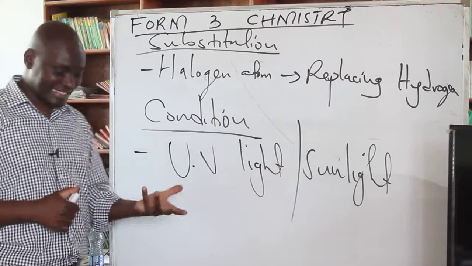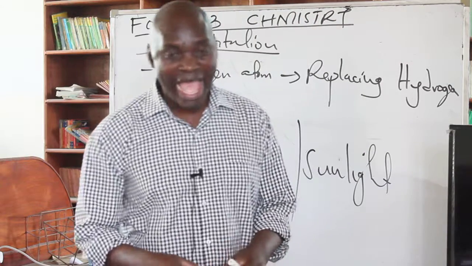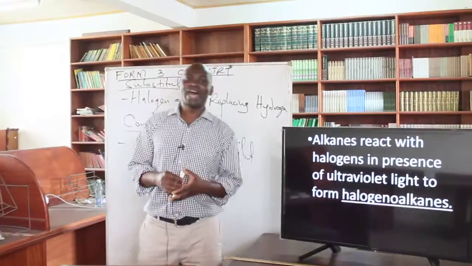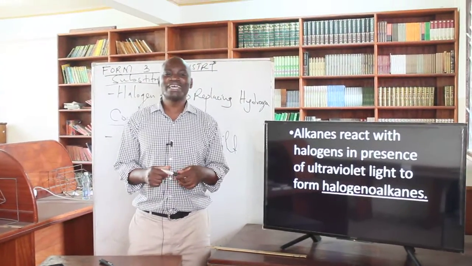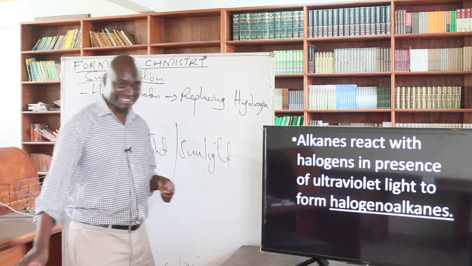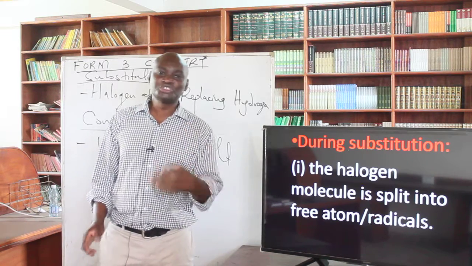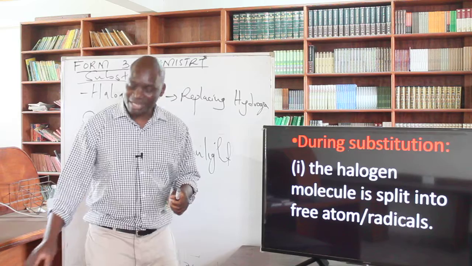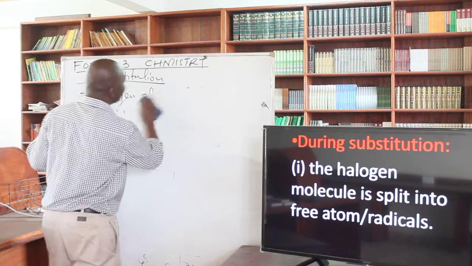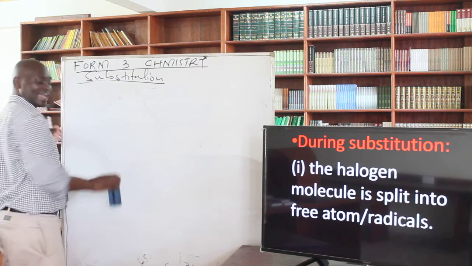The reason why sunlight is required is because alkanes are less reactive. They are somehow inert. So alkanes react with halogens only in the presence of ultraviolet light to form halogen alkanes. That is another point. Now, what happens during the substitution process? How does the substitution occur? That is what I want to explain step by step.